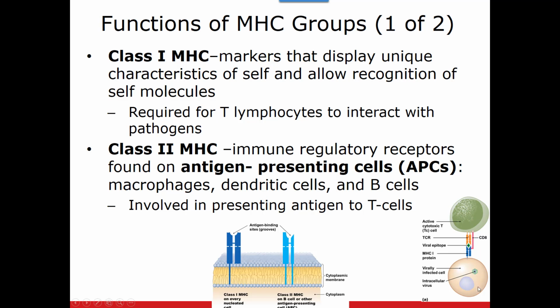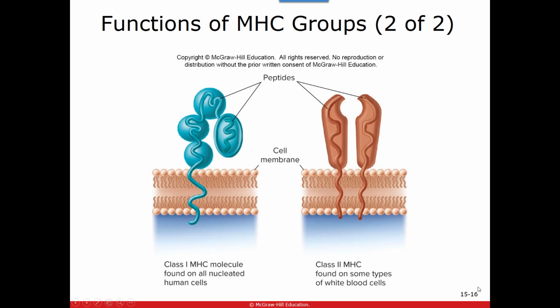Now, just another picture showing class 1 antigen. Again, it's attached right to the cell membrane, and my class 1 antigens are found on all nucleated cells in the body. Class 2 antigens are found on some types of white blood cells, the ones we call antigen-presenting cells.